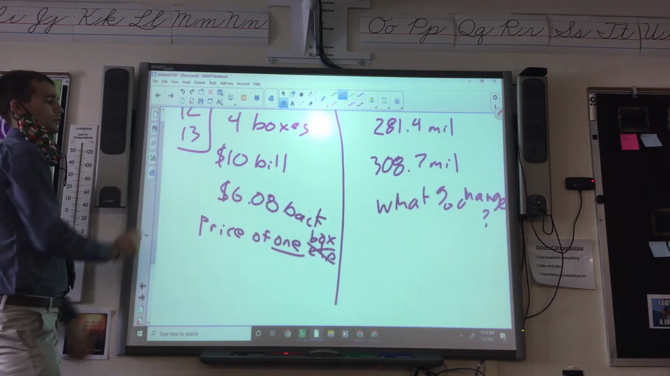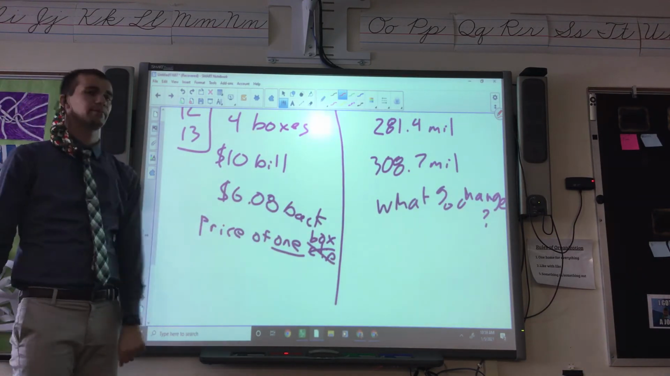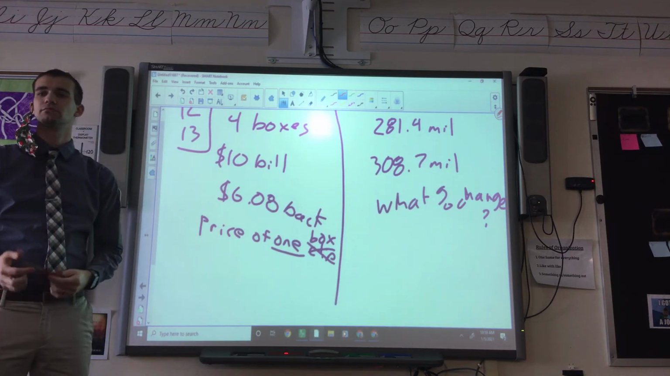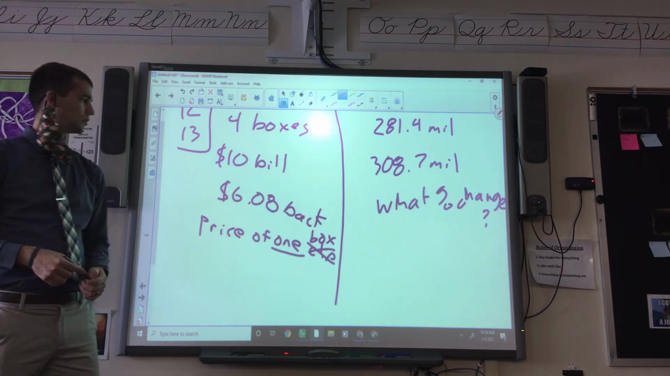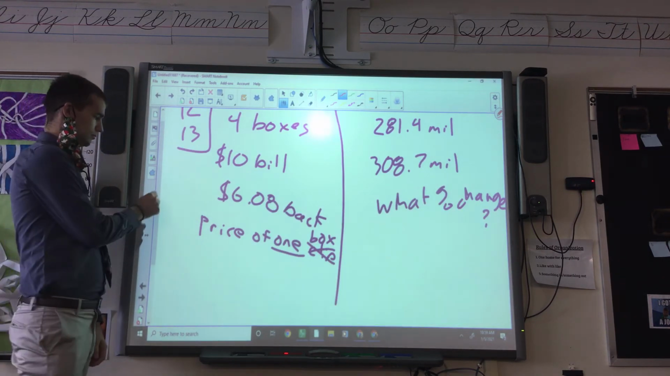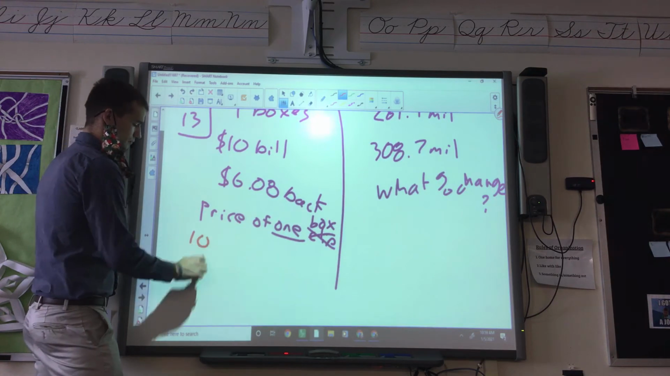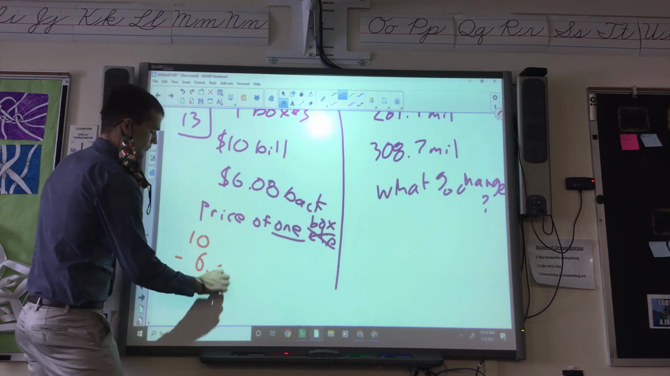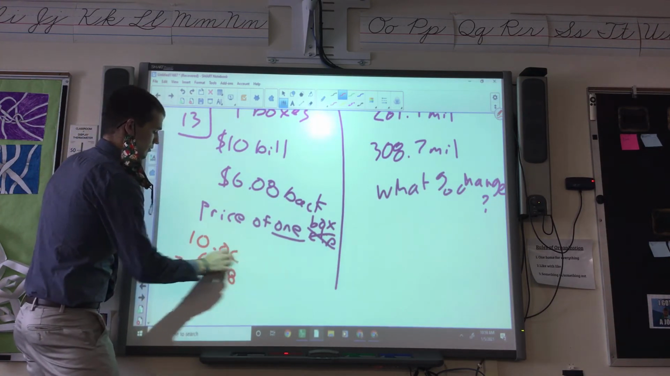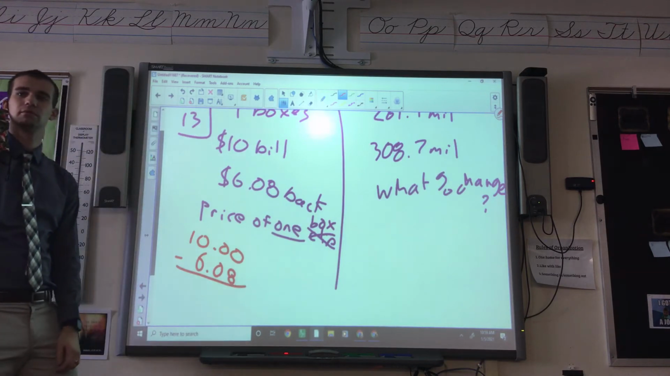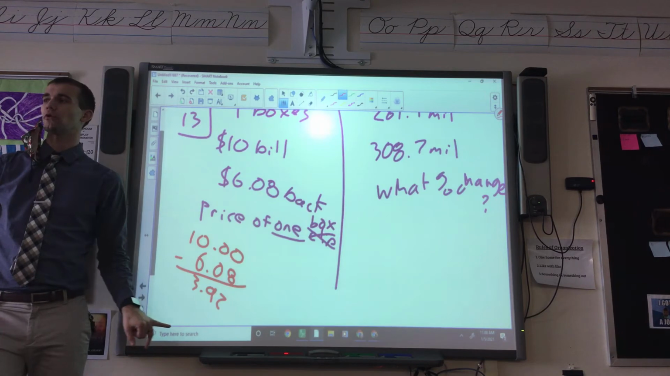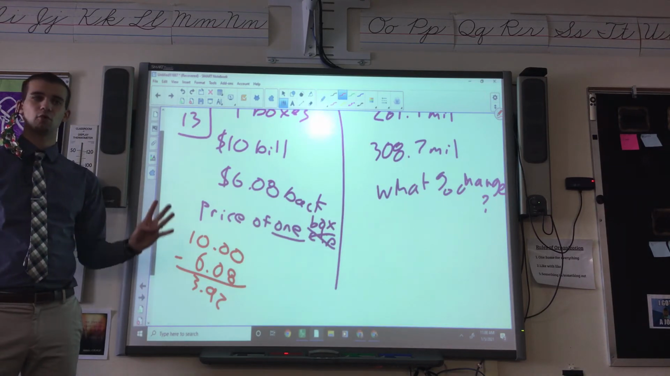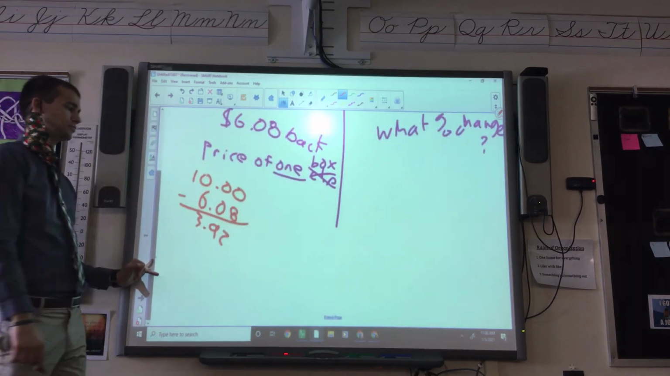Okay, number 12. So there's 4 boxes, 6.08 back. What's the first thing that you have to do? Subtract the 6.08 from the $10. Yeah, so you're going to do 10 minus 6.08, which is what? Okay, so I have 3.92. That's what I paid total for. How many boxes? 4. So I need to do what with the 3.92?